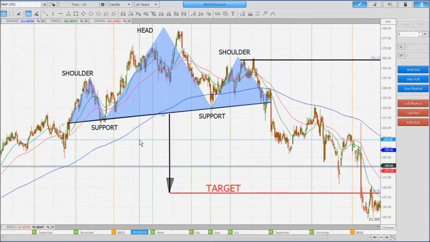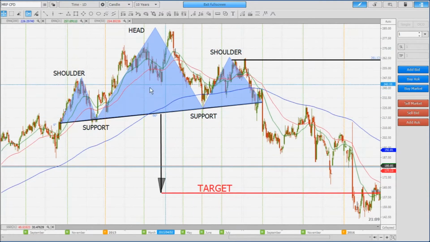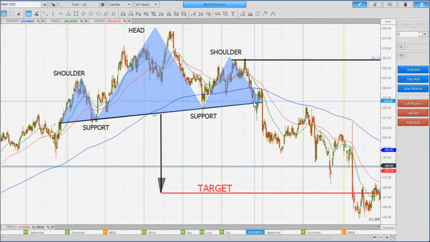Alright, so now how does a head and shoulders pattern work? What happens is, once this formation has formed, you look for a break in the neckline. In this case, there was a false break, where the share price broke and came back over the neckline to retest. This is okay, and we'll discuss this just now.